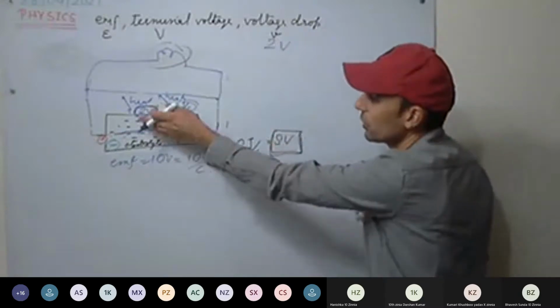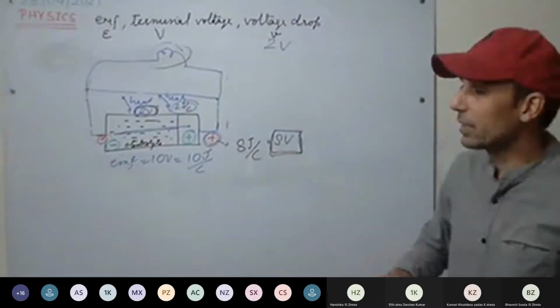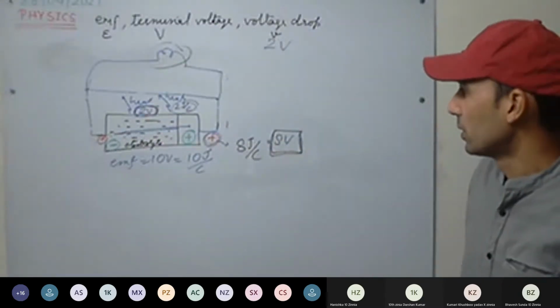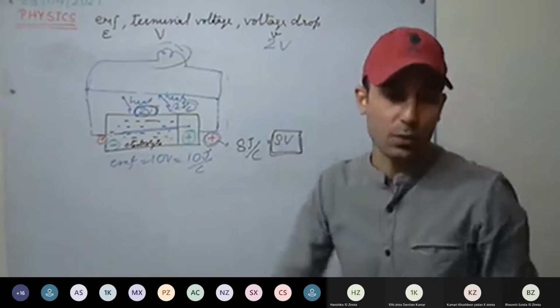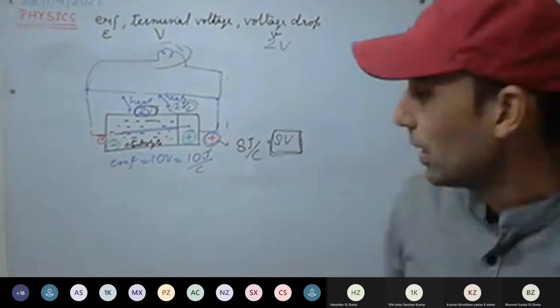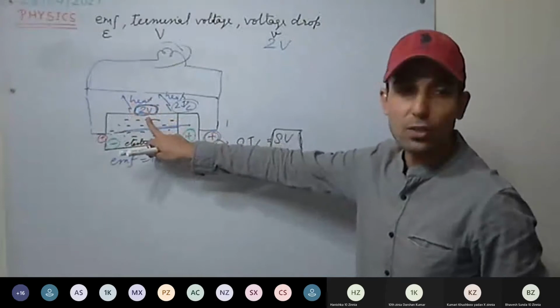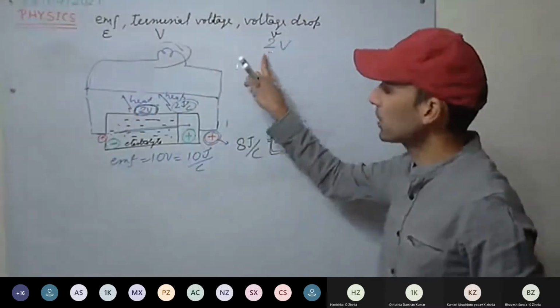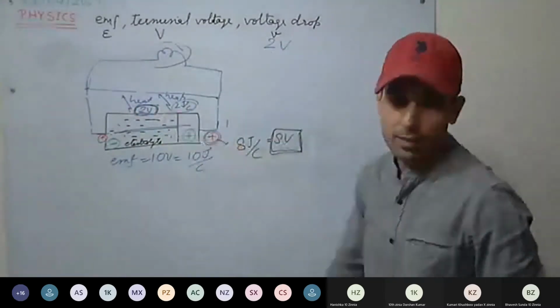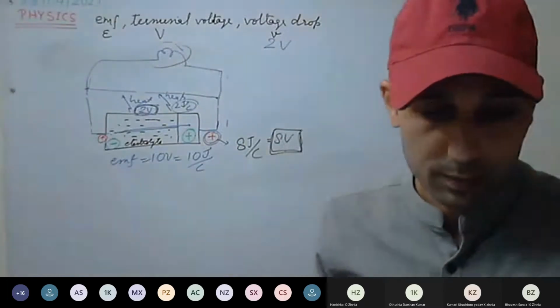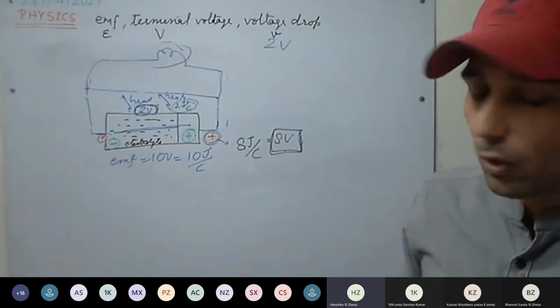Okay, 2 volt is already wasted in internal resistance while passing through the electrolyte. This is clear. And this is called voltage drop, which has been dissipated in the form of heat. Voltage drop is 2 volt, that is inside the cell. Understood this one? Voltage drop. Yes, sir. Okay.